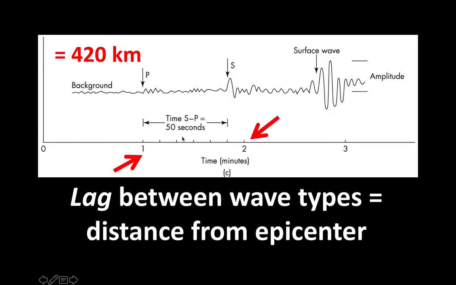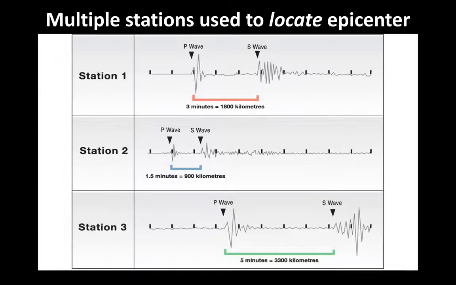So that gives us distance traveled, but it does not give us locality, right? It does not give us that epicenter or that focus information. So how we are going to figure that out is not with any one of these guys here. These are three different seismic stations located at different distances from wherever that epicenter or focus was. Each one is only giving you distance traveled, but together, collectively, they are going to give you that locality information. And this is how this is going to work.